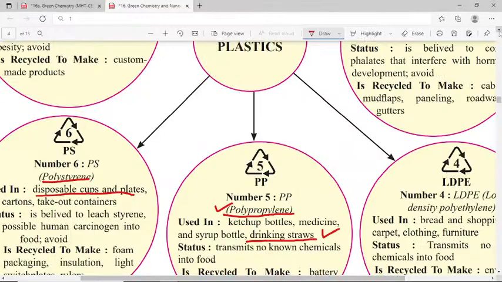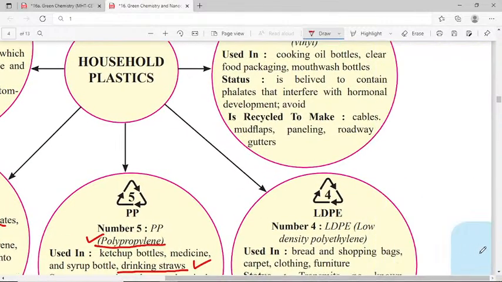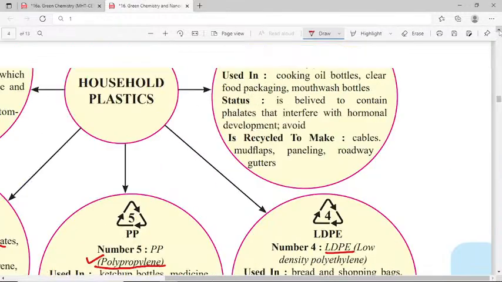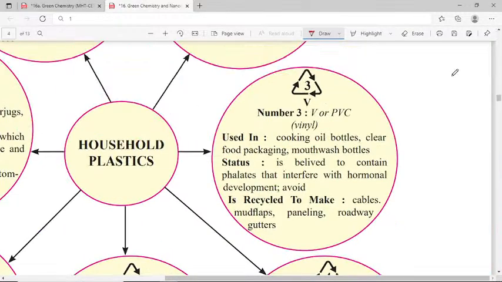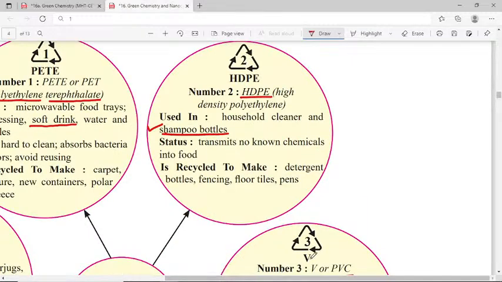Next, shopping. Okay, here it is written bread and shopping bags. Here it is written shopping bags, low density polythene for shopping bags. And next written, okay, that's a mouthwash bottle. Next, food packaging, cooking oil bottle, PVC, polyvinyl chloride. Okay, get it?